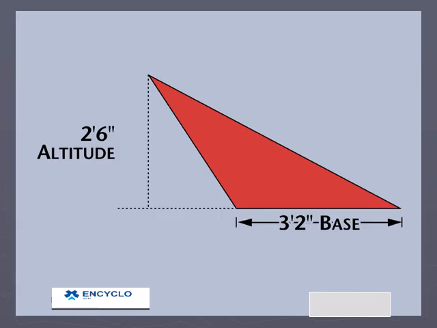This triangle illustrates a base measuring 3 feet 2 inches and an altitude of 2 feet 6 inches. The altitude represents the perpendicular distance from the base to the opposite vertex. These two measurements are essential for calculating the area of the triangle using the formula 1/2 the base times the height. Understanding how to extract and apply these dimensions is critical for structural layout, load distribution, and blueprint interpretation in aircraft maintenance.